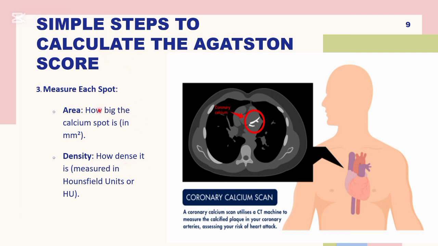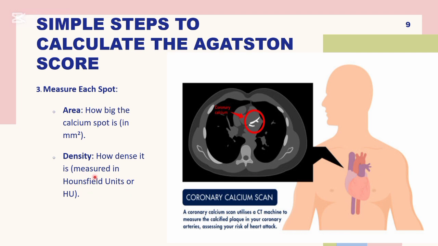Here we will measure the spots where there is calcium. We will find out the area. Look over here: this is one area where there is calcium, and this is another area, and this is another area. The area we are measuring in mm square. Suppose this is 5 mm square or 10 mm square, and this is suppose 20 mm square or 15 mm square, and this is 3 to 4 mm square. We will find out all the areas. This is in one slice. We will scroll down, and we will find out the areas here, here, here, in all the slices which cover the heart.